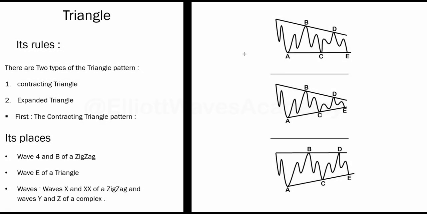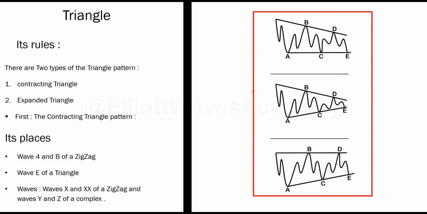Hello guys, in this video we're going to speak about the rules that arrange the triangle pattern, and as you can see we have different shapes. So there are two types of triangle patterns. We have the contracting triangle and we have the expanded triangle. First, the contracting triangle pattern. This pattern has three forms.